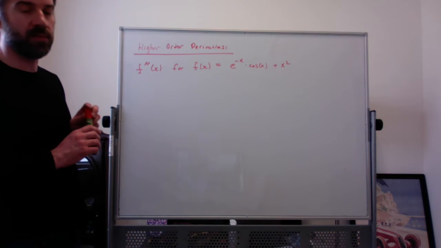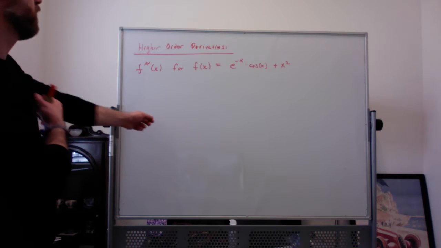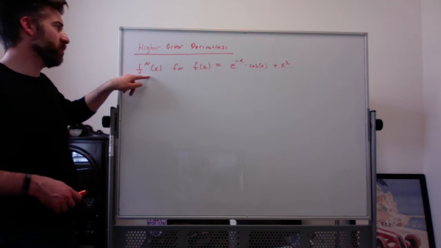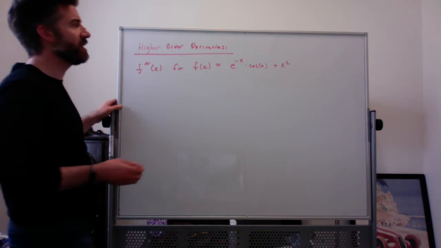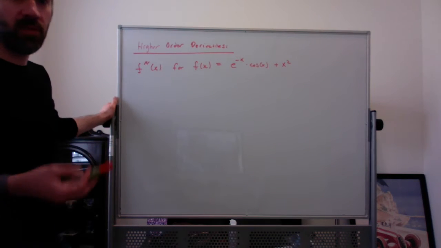17A students, someone asked for a video about higher order derivatives, so here are a few examples. So this says I'm going to find f triple prime of x for f of x equal to e to the negative x times cosine of x plus x squared. So we have a couple things going on here.